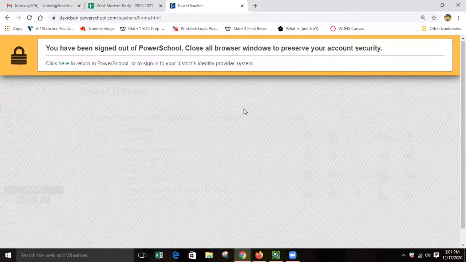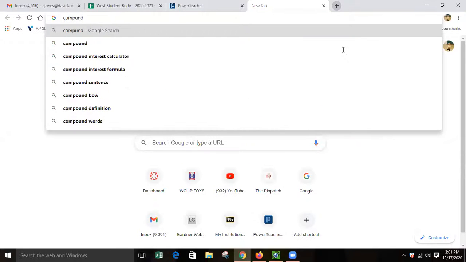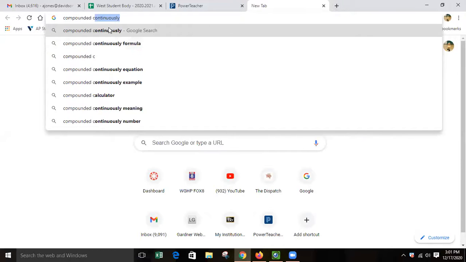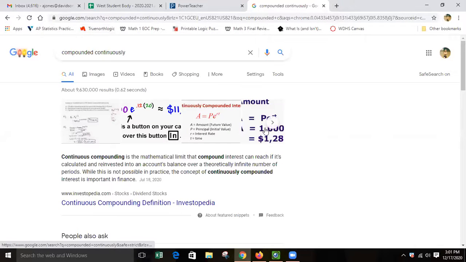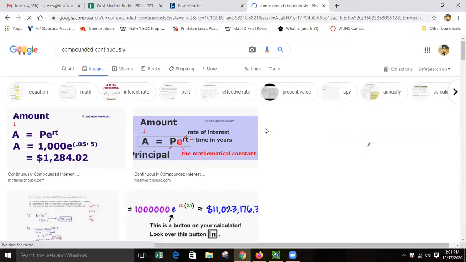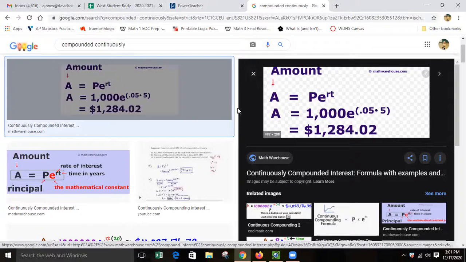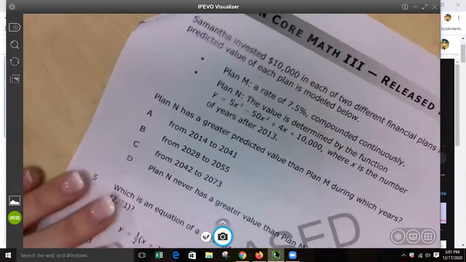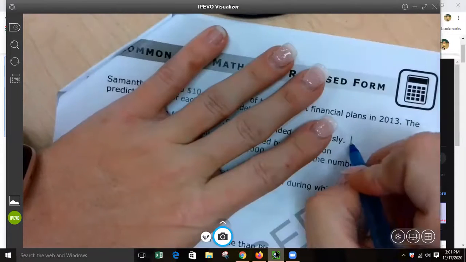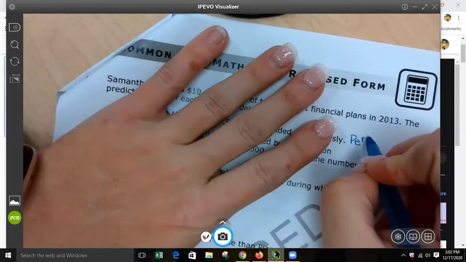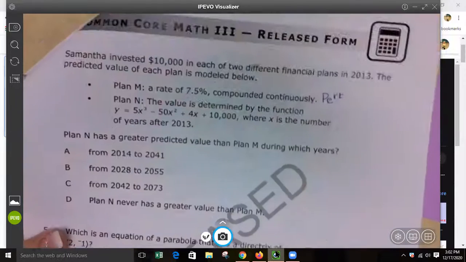Check it out. Let me find it for you. You guys remember that formula right there? P E to the R T. I think we did that like one little day. It wasn't a big day or anything like that. So compounded continuously, I call it the PERT formula. And remember, E is just like pi, it's just a number.